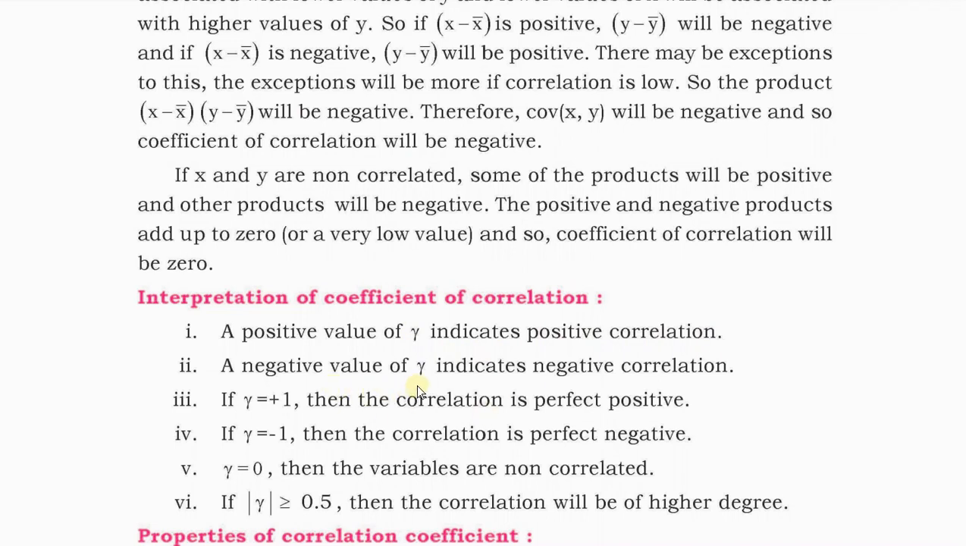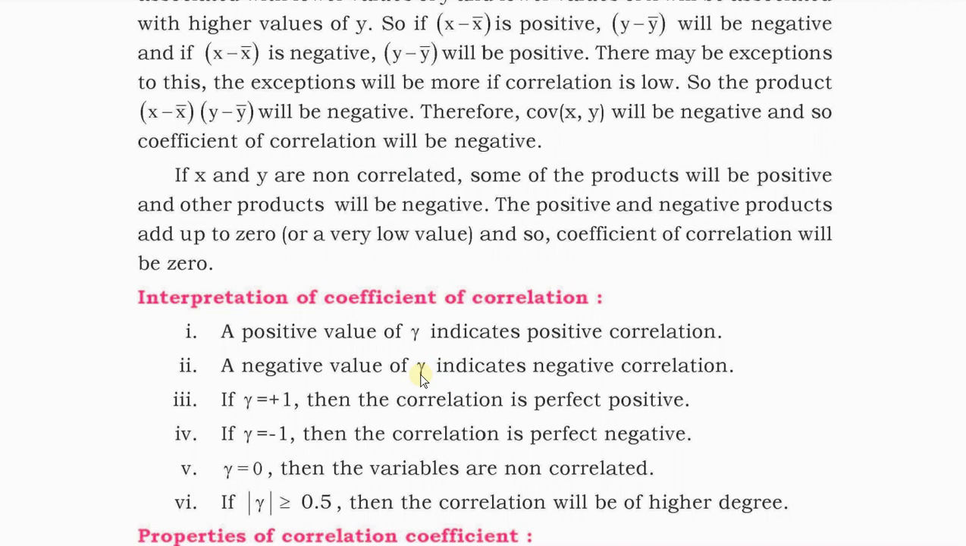A negative value of the product moment estimate means negative correlation. If this value in the formula is negative, either it could be minus 0.01 or minus 0.91, it means the correlation between the two variables is negative.